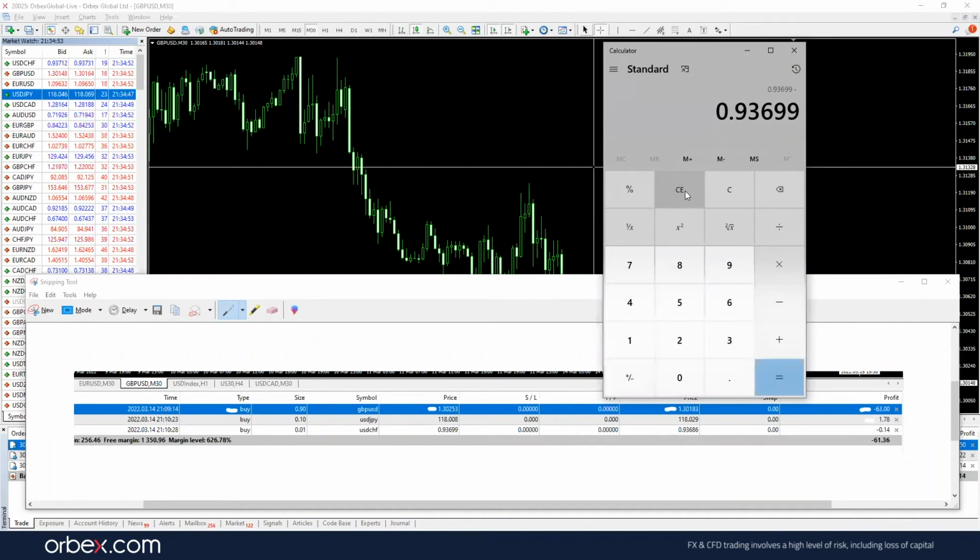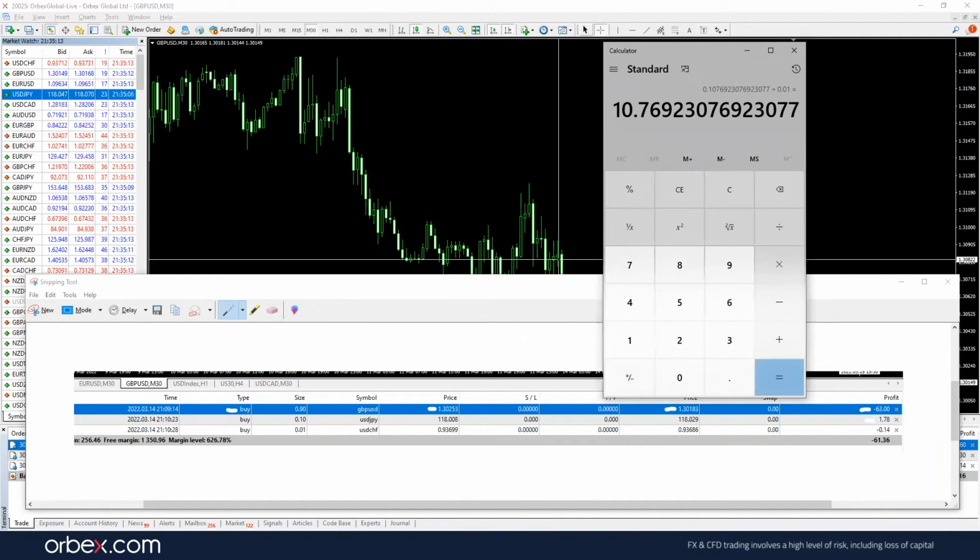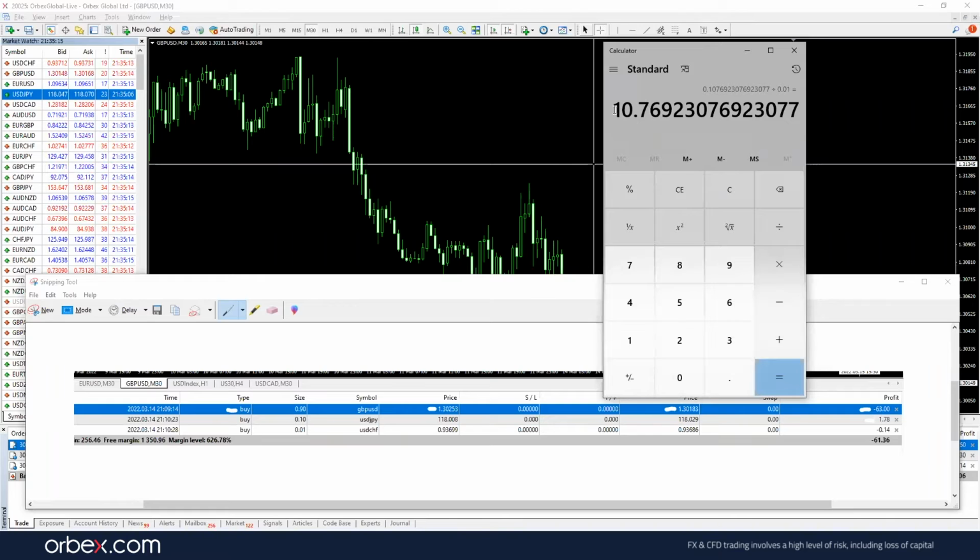0.93699 minus 0.93686. So it's 1.3 pips. So 0.14 divided by 1.3 pips. And then that gives us that amount. And then divide by 0.01. So as you can see here, the exact pip value that I took the trade out for the dollar Swiss, that was the amount, so 10.76.